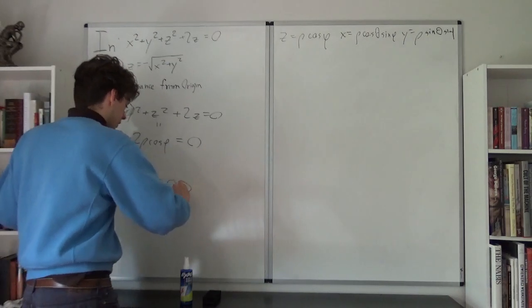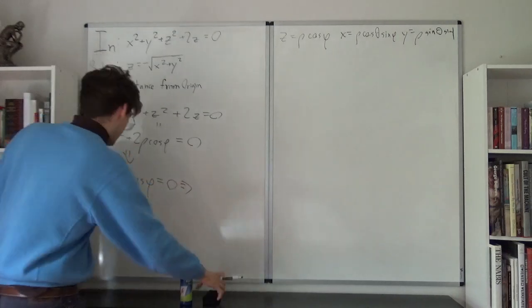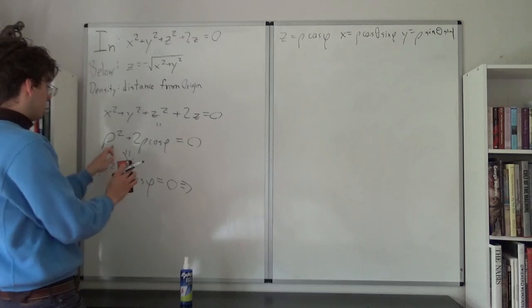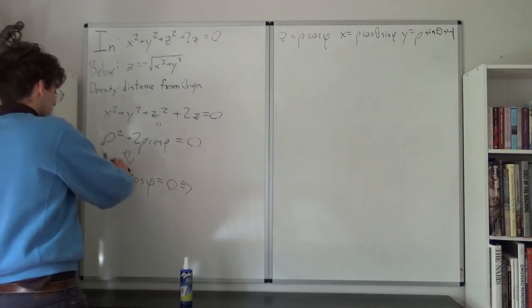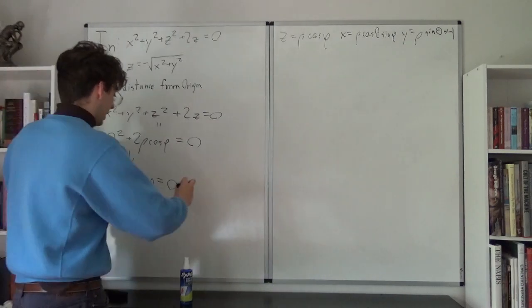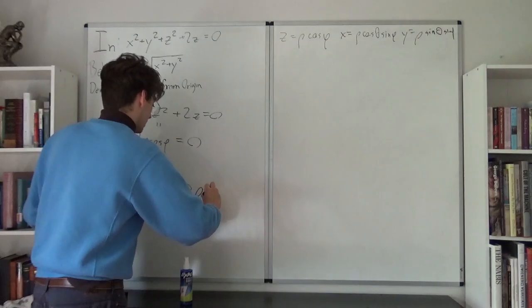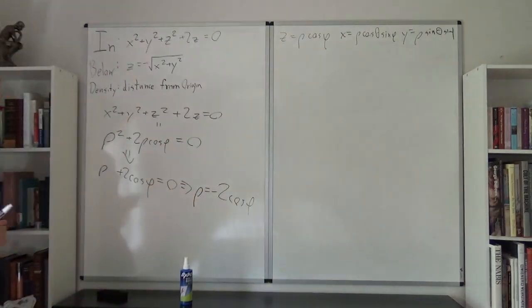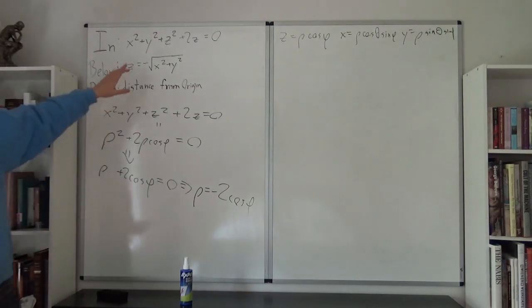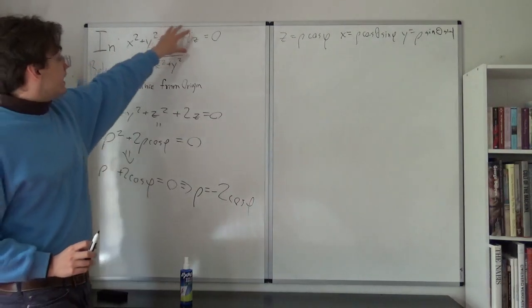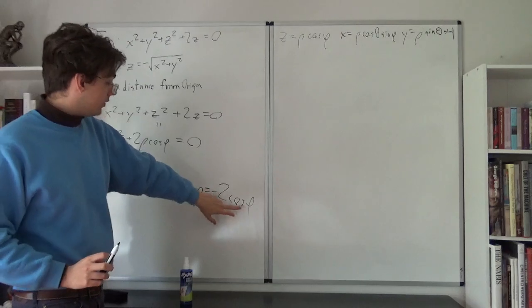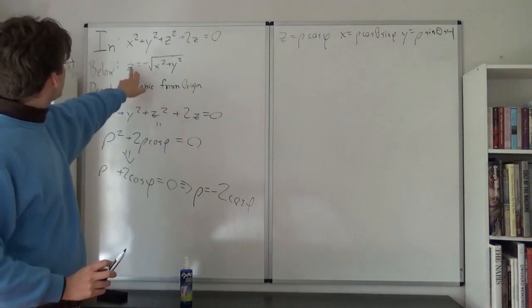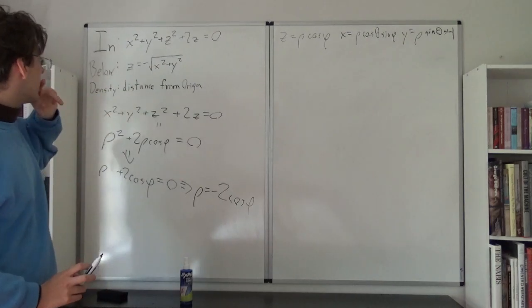Excuse me, I divided by rho, so I got rid of that rho, and I should get rid of one rho here. So that's no longer squared. And this turns into rho equals negative 2 cosine of phi. Okay, so there we have our equation for that sphere. Great. Let's convert this guy now, just to get that out of the way.